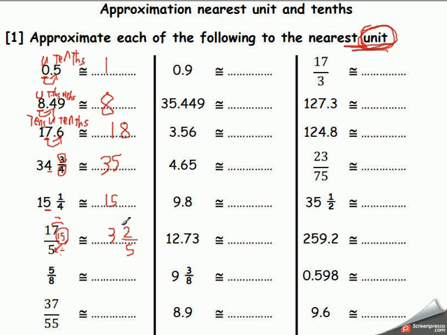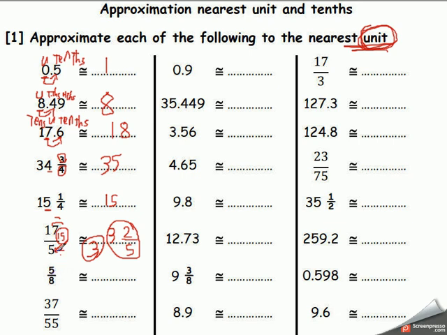Is 2 less than, greater than, or equal to half of the denominator? Half of 5 is 2 and a half. 2 is less than half of the denominator, so I consider the previous digit weak, so when I round, it stays 3 as it is. This is the answer.